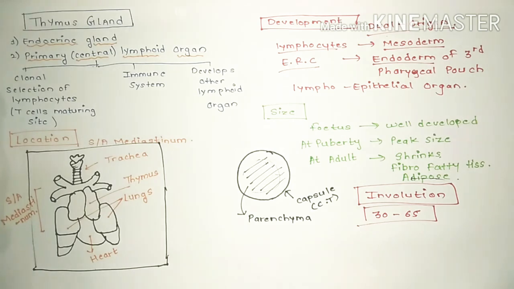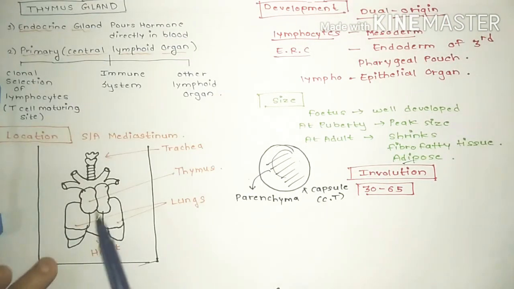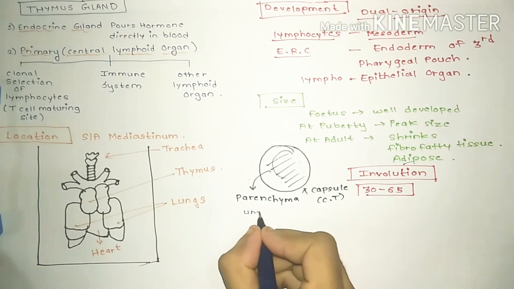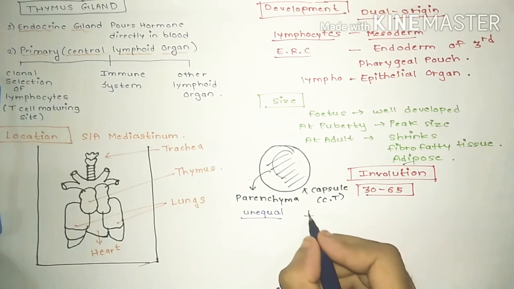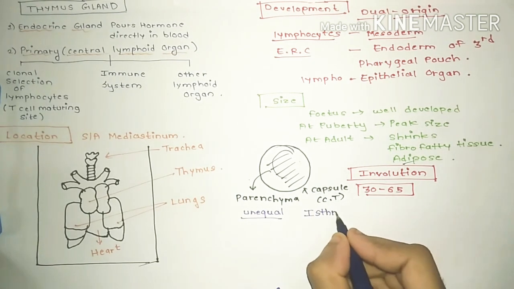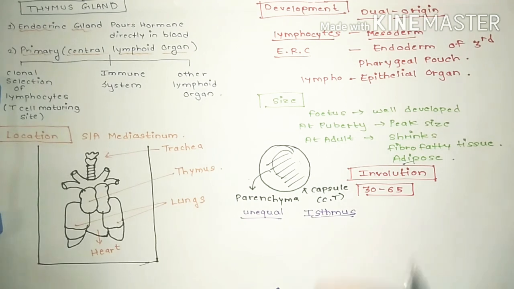Now let's look at the characteristic features of thymus. So thymus has two lobes, meaning it is a bilobed structure, and they are unequal in size, and they are connected via the isthmus, meaning the isthmus is the connection point between these two lobes.